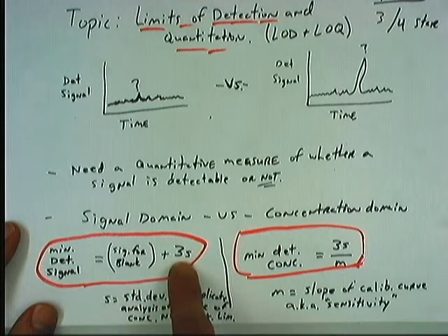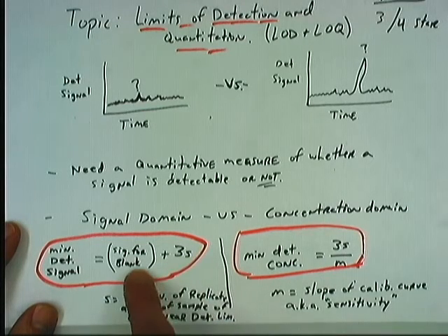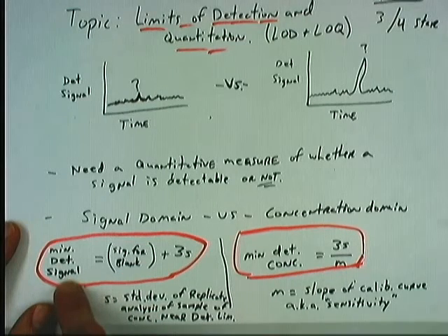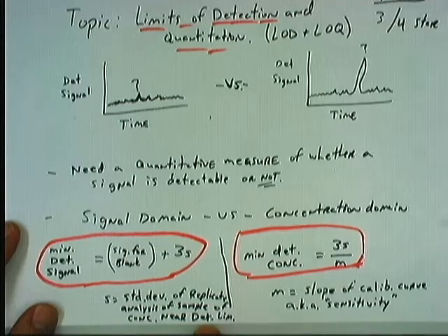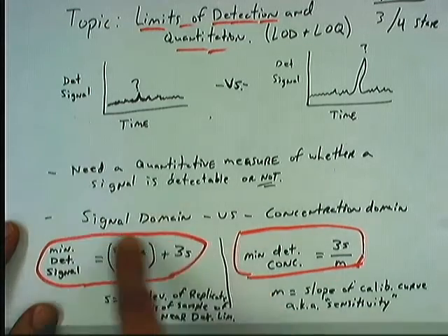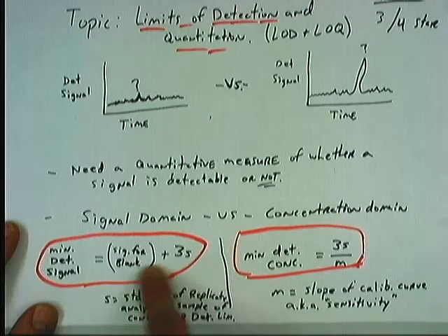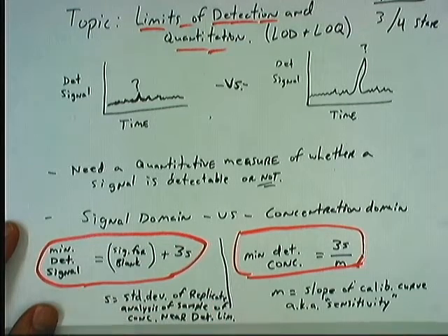But if I know what S is, I can multiply it by 3 and add it to the signal from my blank. That gives me my minimal detectable signal. Notice here that the standard deviation should also be in units of the signal, so it's also in the signal domain. So all this is in the signal domain, and I get a minimum detectable signal.